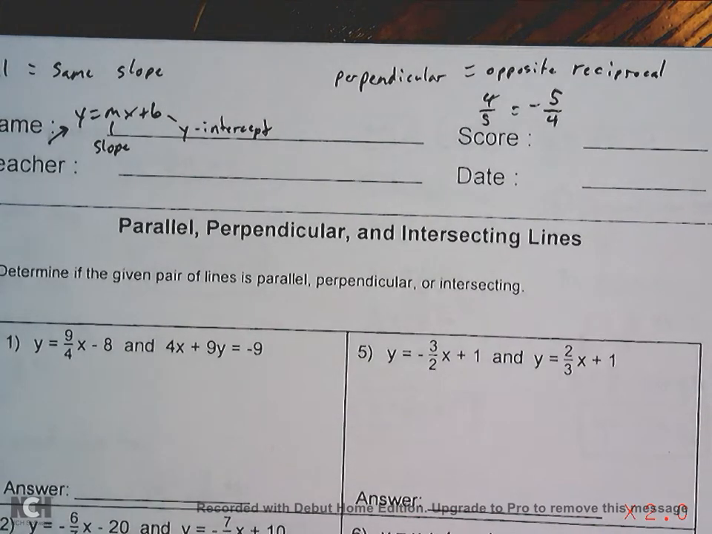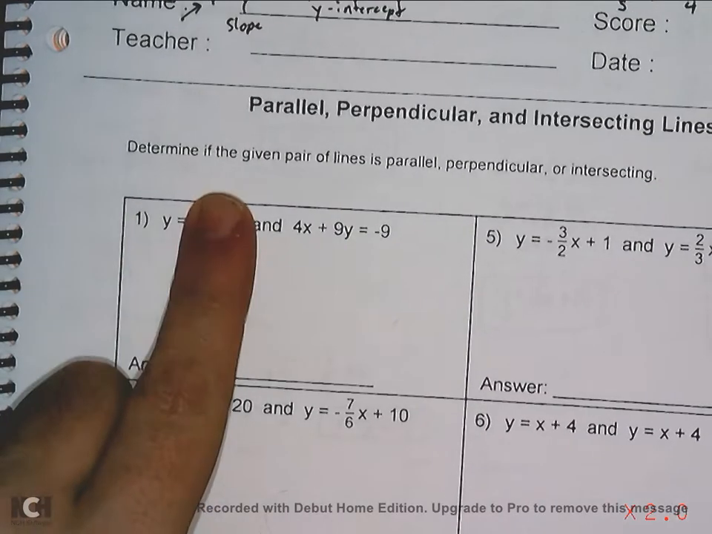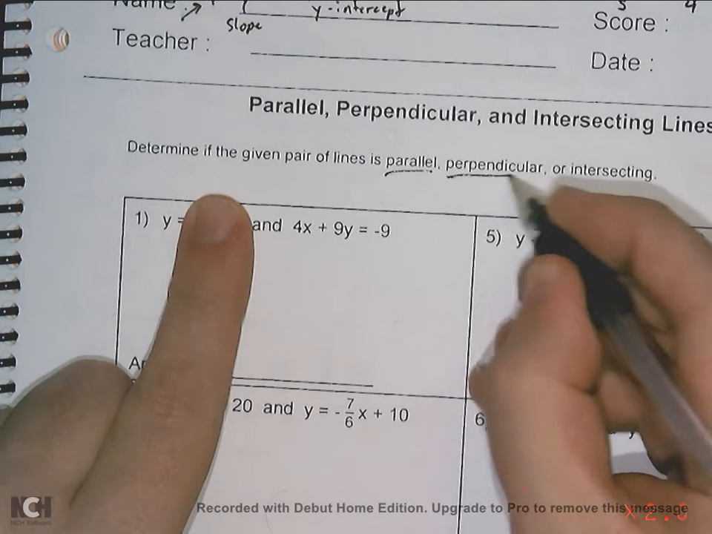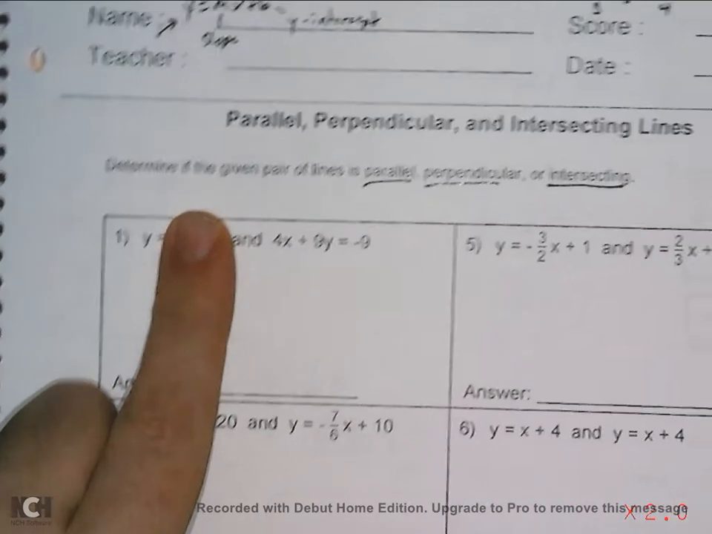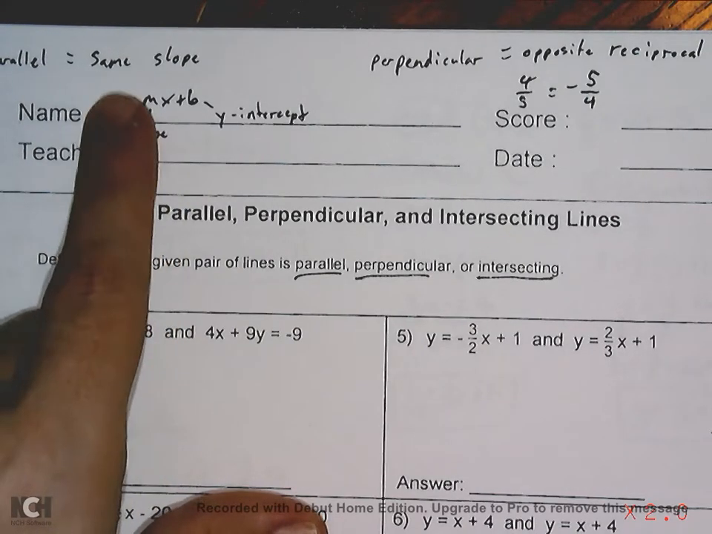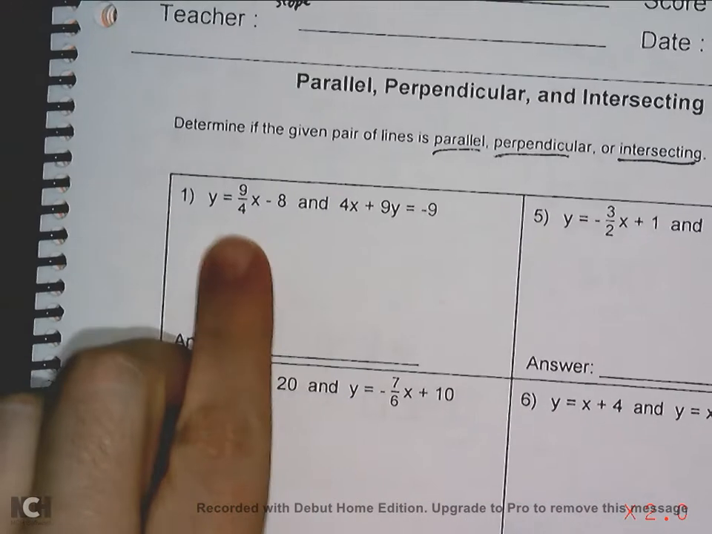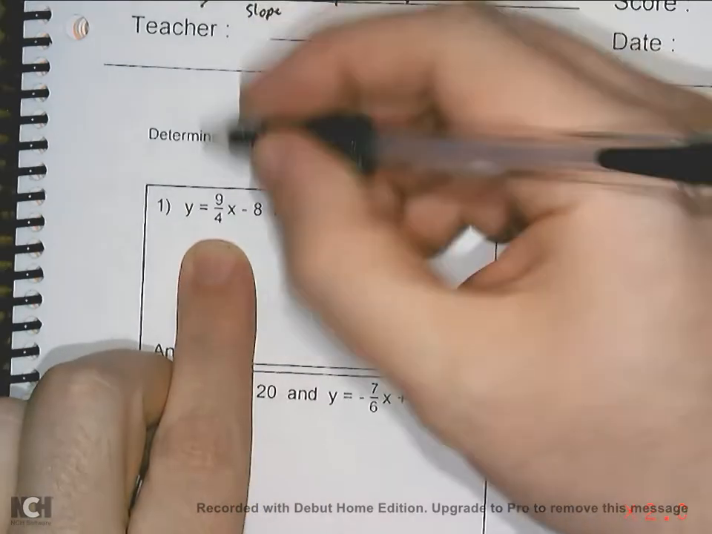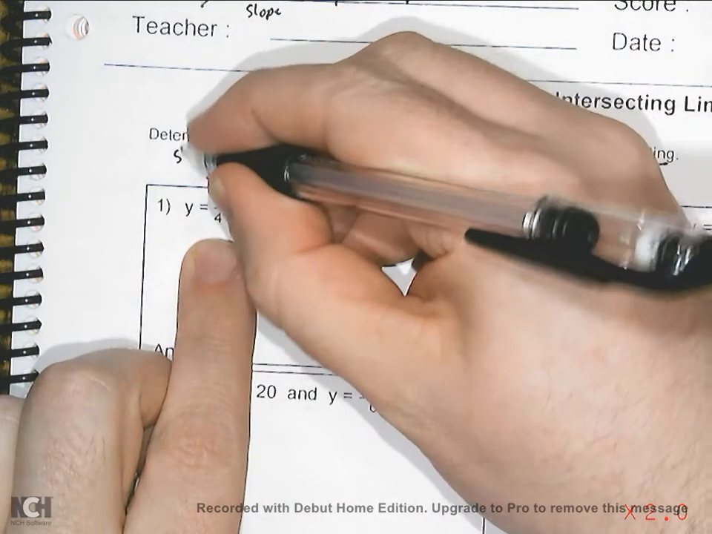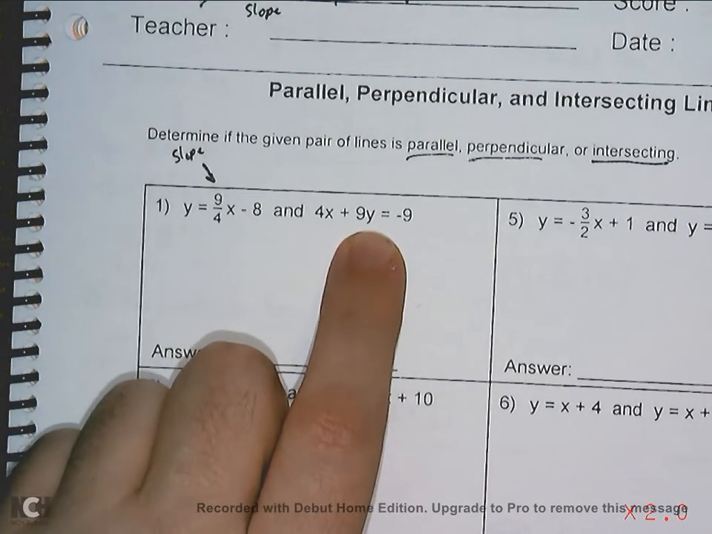Okay? So what we are trying to identify today is whether or not these lines are parallel, perpendicular, or intersecting. So again, we basically need to look at the slope of each line. If they're the same, they're parallel, and if they're perpendicular, the fraction would flip and change signs. Now, the key thing here that we need to go over is solving for a given variable. So you'll notice this is already in slope-intercept form. This would be my slope right here, 9 over 4. This other one is not in slope-intercept form.